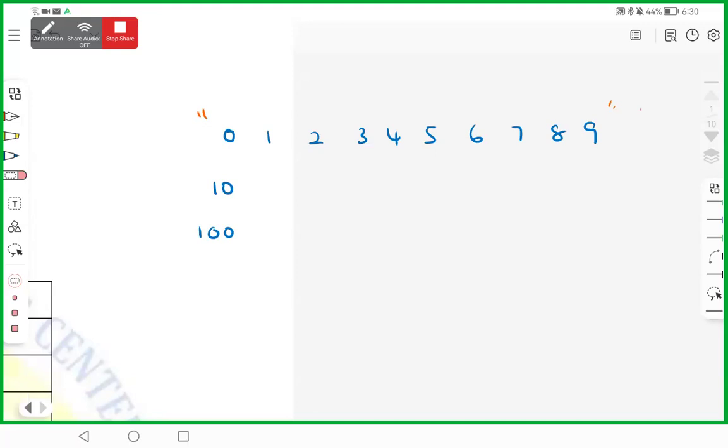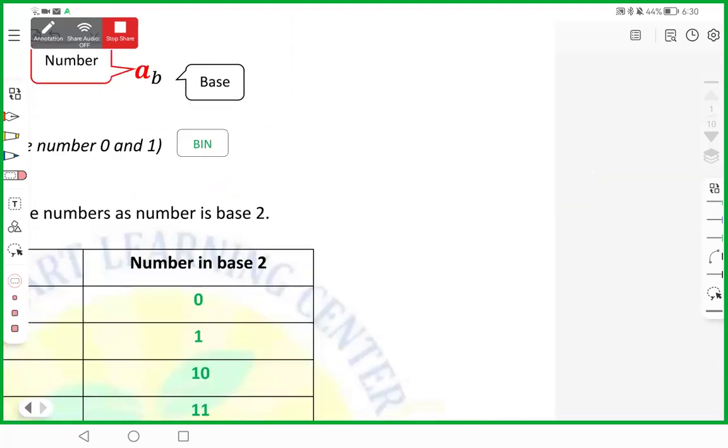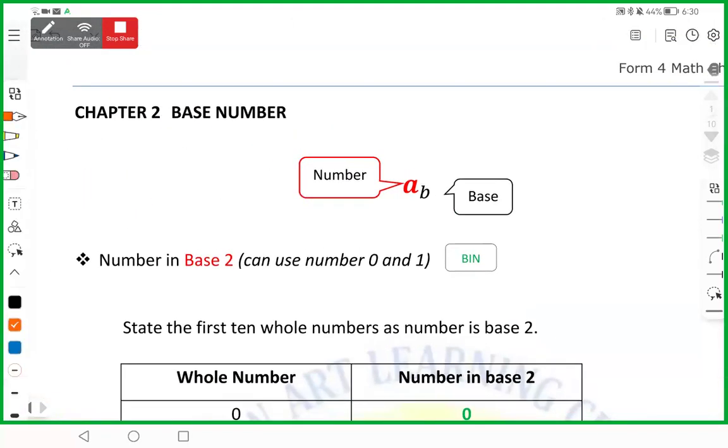So if it's base number 2, that means we only have 2 digits, just like the ET. Let's say this is the ET. ET is like this. Then the finger only has 2 fingers. 1, 2. Fingers. 1, 2.